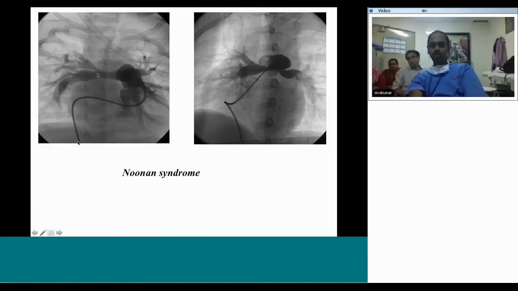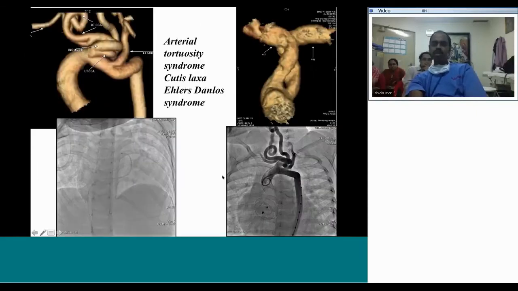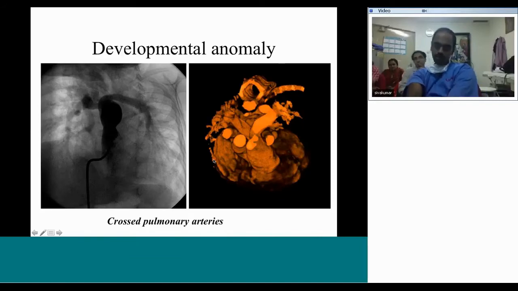This is an example of Noonan syndrome with diffuse RPA hypoplasia and LPA hypoplasia. So the various causes can be there. This is an example of arterial tortuosity syndrome, and the patient had a tortuous narrowed pulmonary artery. The patient also had an associated atrial septal defect which was subsequently closed with a device because the RPA and LPA narrowing were not of major hemodynamic significance.